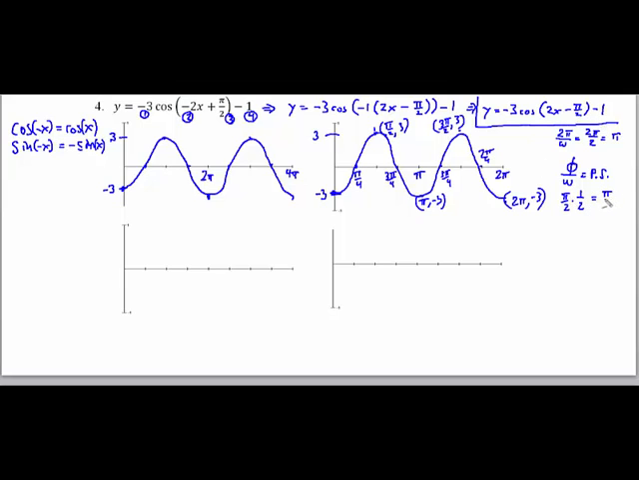So it looks like I am going to have a phase shift of pi over 4. And according to my notes that we set up in our class, if this is a minus, it gets shifted to the right. If it's a plus, it gets shifted to the left. So this is going to be a pi over 4 shift to the right, which means that this entire graph is going to get shifted 1 tick mark to the right.